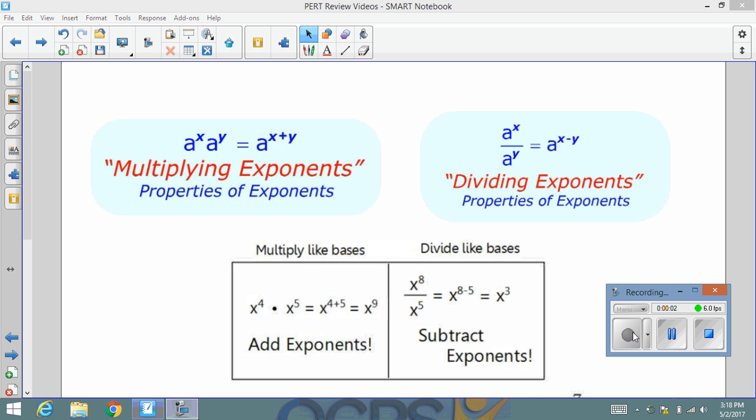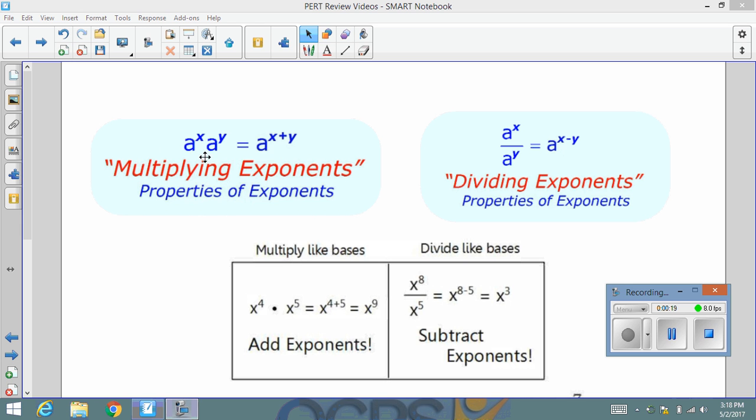In this video, we are going to talk about multiplying and dividing monomials. Remember, a monomial is just a polynomial with one term. And what we're going to be using is our properties of exponents for multiplying and dividing. So this is our actual property here.